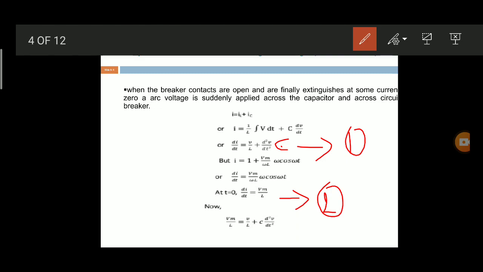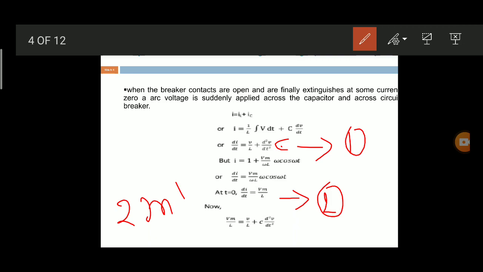Now, substitute 2 in 1. The second equation is di by dt equal to Vm by L, so di by dt is replaced by Vm by L. Therefore, Vm by L equals V by L plus C d square V by dt square. Do you understand this equation?